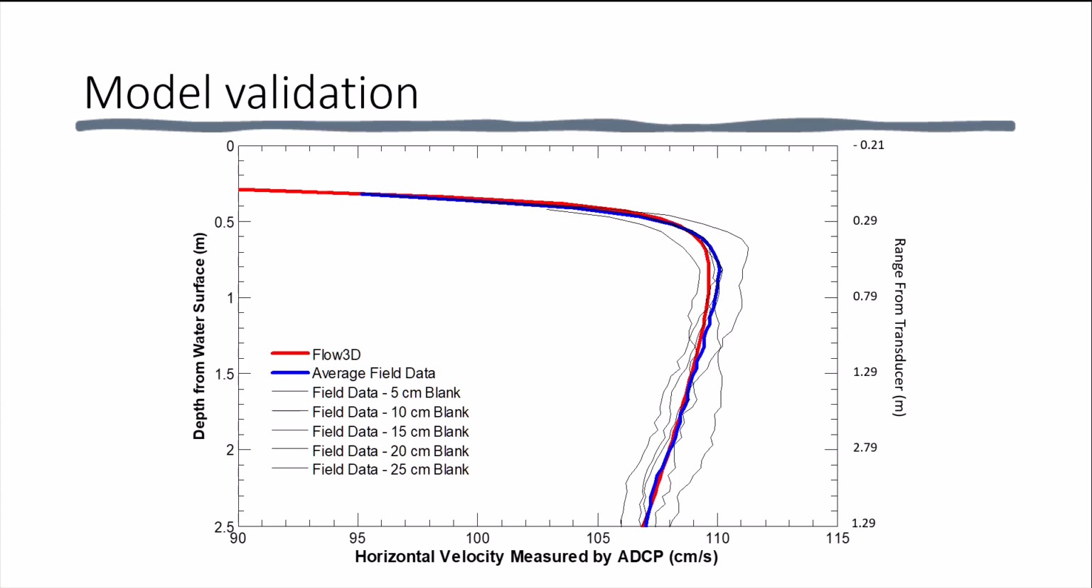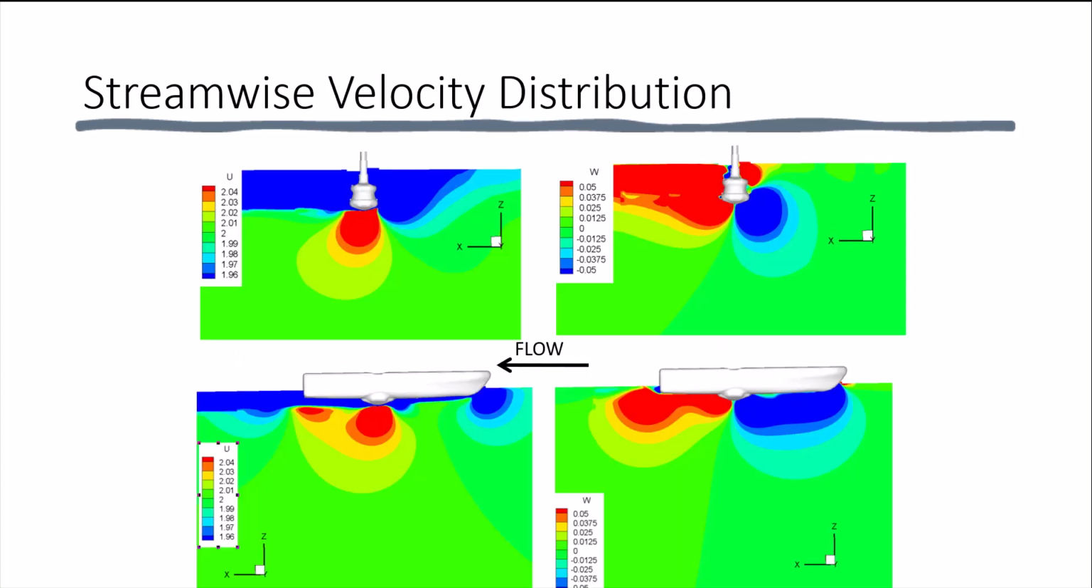The model data is shown in red, and the average field data obtained by Gartner and Ganju is shown in blue, with the individual profiles measured by Gartner and Ganju shown in the light black lines. Thus, the model closely replicated the field results and validated that the bias was due to flow disturbance rather than anything in the acoustic processing algorithms. The reason for the bias is due to the assumption of flow homogeneity.